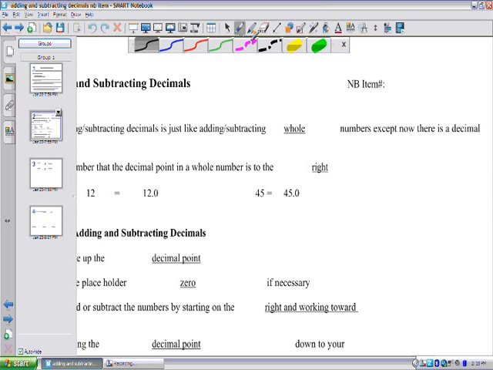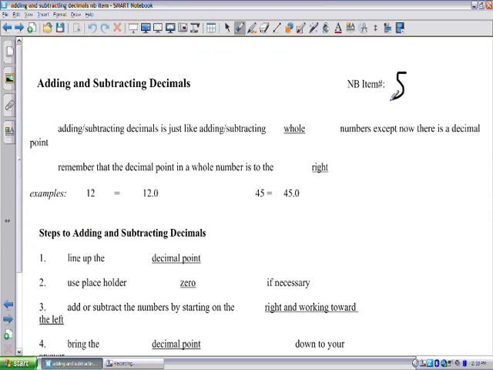Notebook item, I believe we are now on notebook item number 5. Adding and subtracting decimals is just like adding and subtracting whole numbers, except now there's a decimal point. So there's really not a whole lot different. There's just a decimal point that you're going to need to keep track of.